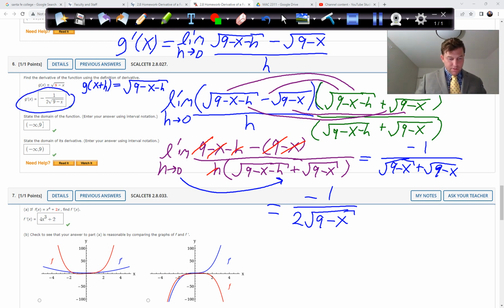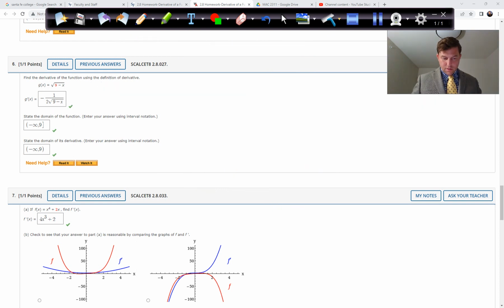Okay, and they want us to state the domain of the function. So in the first one, we're going to take the square root, and we're just going to make sure that that argument is greater than or equal to 0. So we're going to say 9 minus x is greater than or equal to 0. It can be equal to 0 because the square root of 0 is 0. It works out just fine.